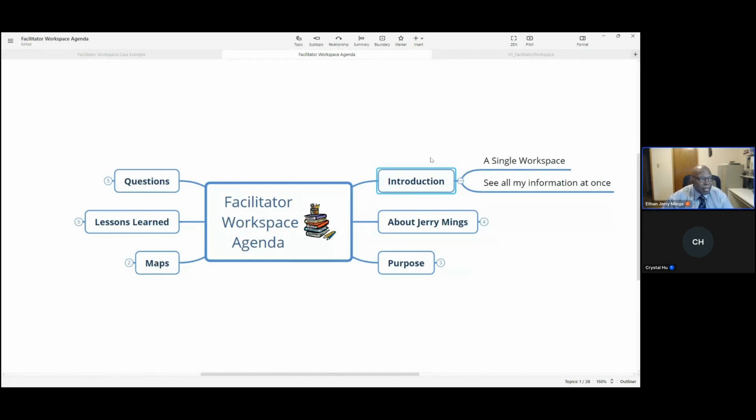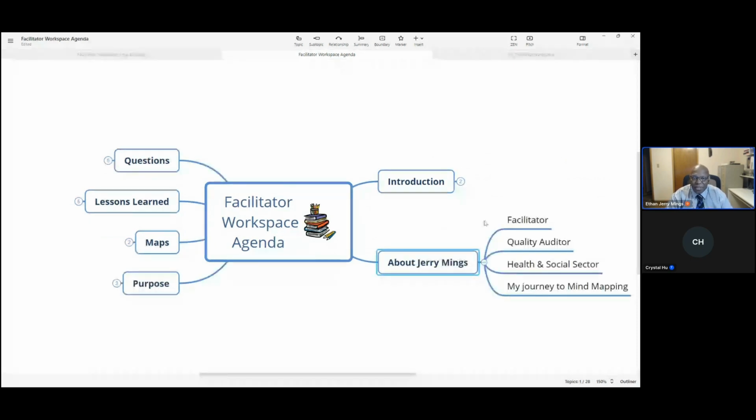I'll tell you a little bit about myself. I'm located in Oakville, Ontario, Canada. I work as a facilitator and mediator. My training's in quality auditing, and I work in the health and social sector. My journey in mind mapping started in my work as a facilitator, working through some of the challenges of documenting many things on the wall, but more importantly, getting prepared for a facilitation event in terms of capturing information, notes, ideas, documents from clients, so I could help co-design with them a facilitation event that would be helpful and meaningful for the group.